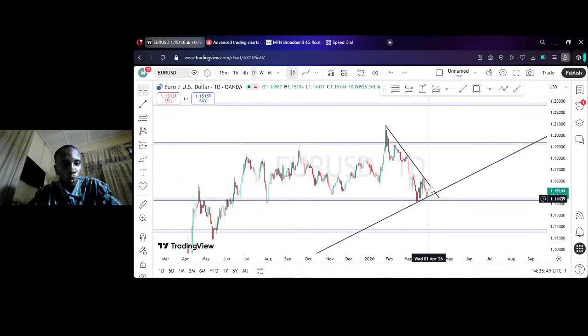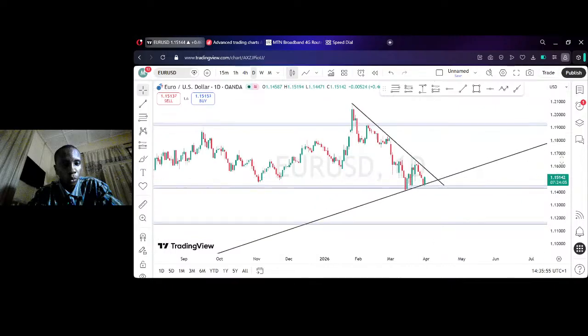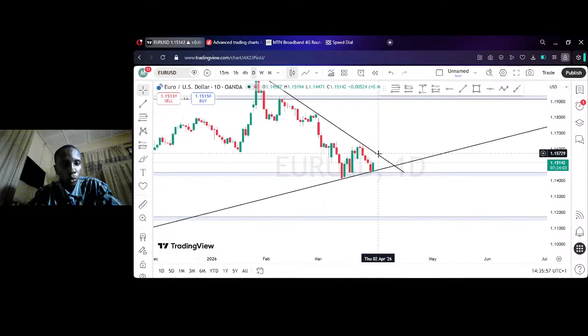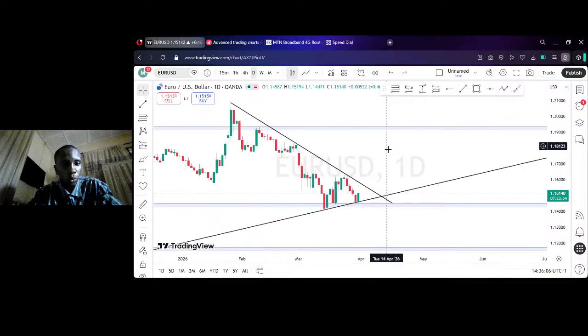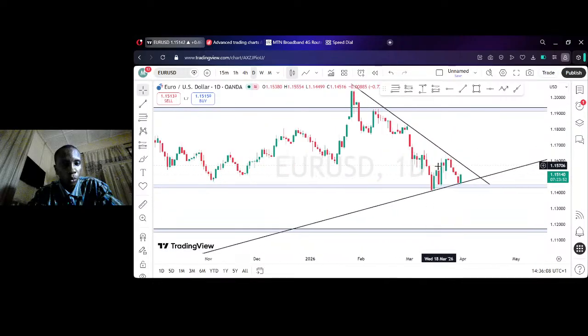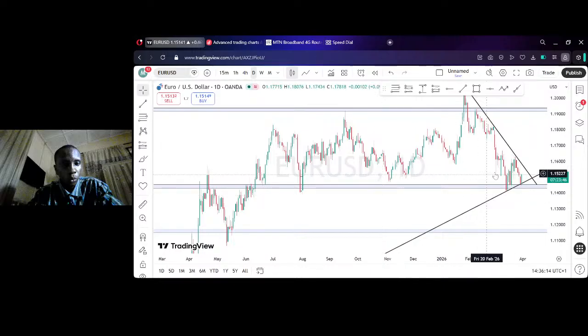But if it should bounce off this support level, if it should bounce off on a daily candle, if we can get more momentum from the buyers to push this price back up, we are coming to attempt this resistance level again.